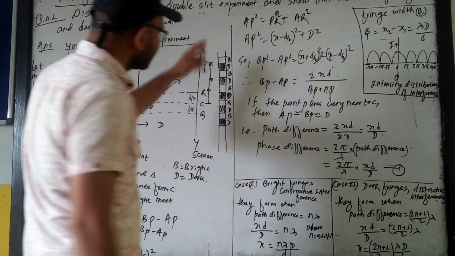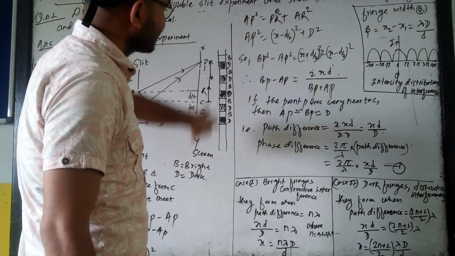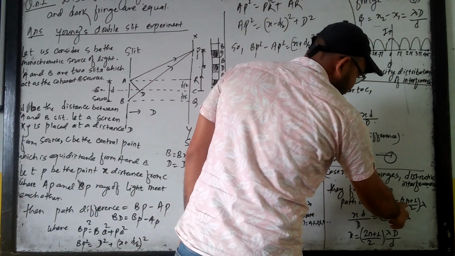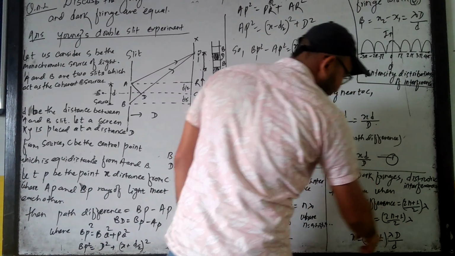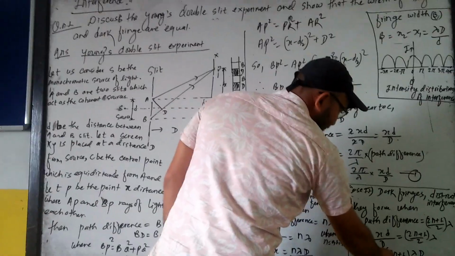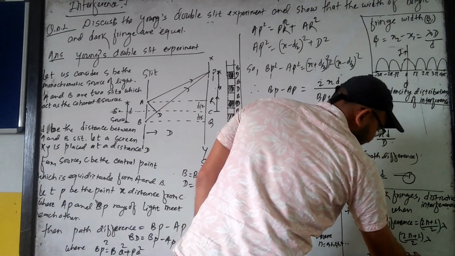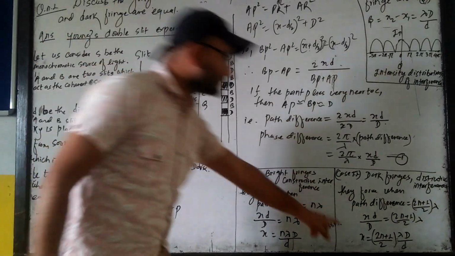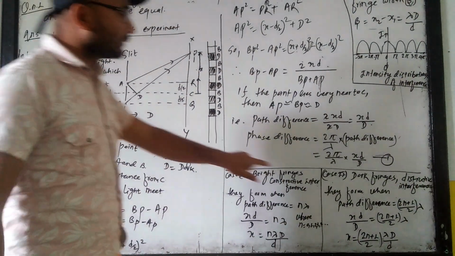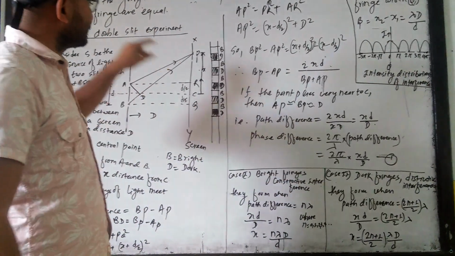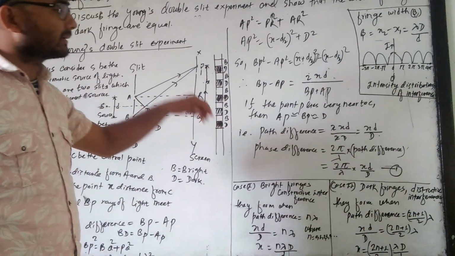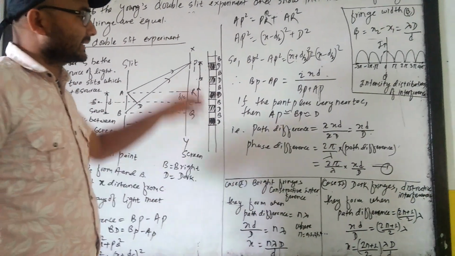In which points is the dark fringe of light given? We can get it with the help of path difference equal to (2n plus 1) by 2 lambda, and you know the path difference is xd by D. From here, x equals (2n plus 1) by 2 lambda D divided by d. x represents the position on the screen where you can see the dark fringe, or destructive interference.